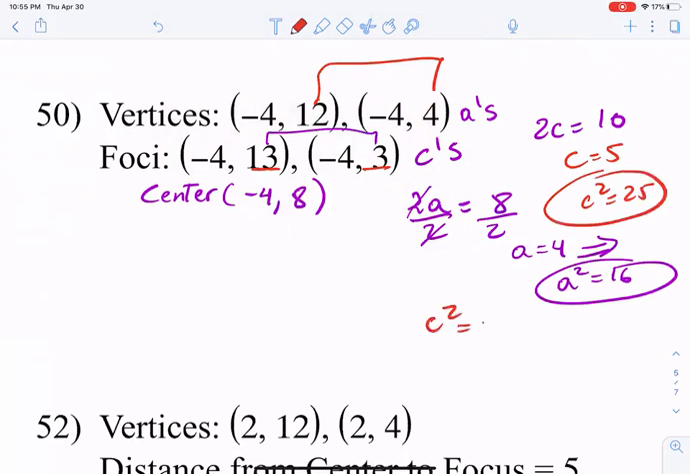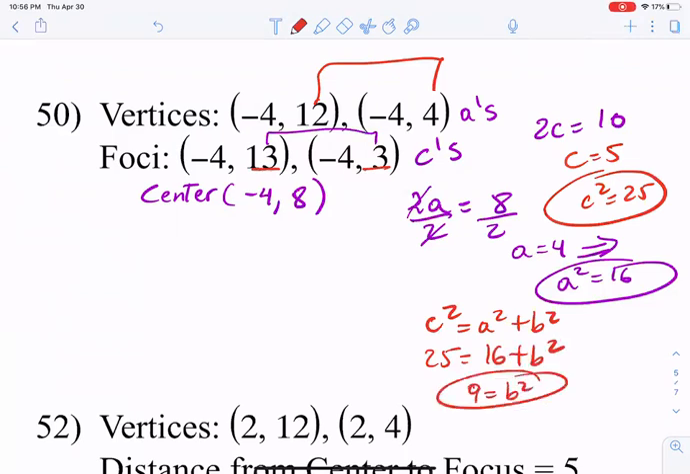So a squared plus b squared equals c squared. This is 25, this is 16. You can do this in your head, but I'm just doing it for everybody if you don't understand. So this is b squared, right? Now we have the center, and we need to find out if this is vertical or not.